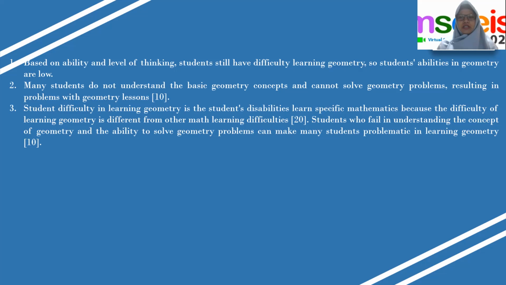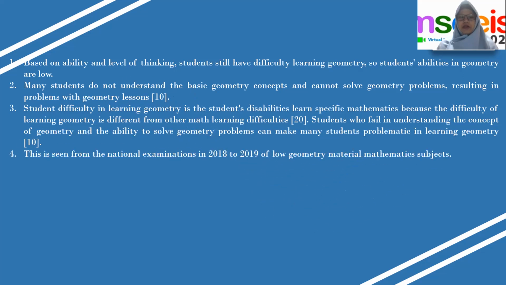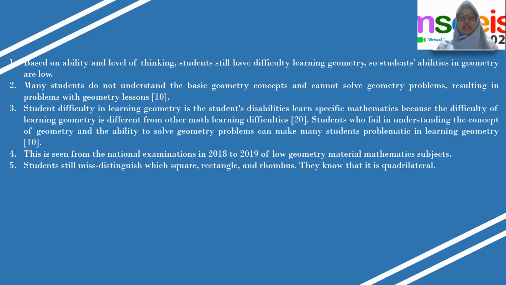Students who fail in understanding the concept of geometry and the ability to solve geometry problems can become problematic in learning geometry. Number 4, this is from the national examination in 2018 to 2019 on geometry material in the mathematics subject. Number 5, students still miss the distinction between square, rectangle, and rhombus. They don't know that it is a quadrilateral.